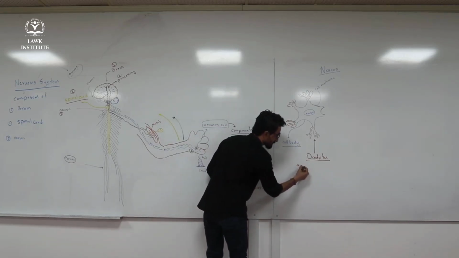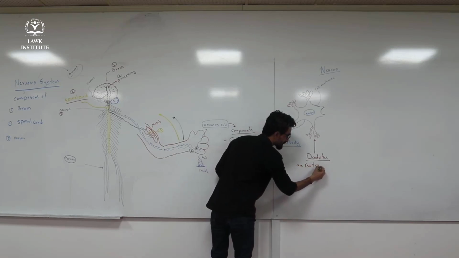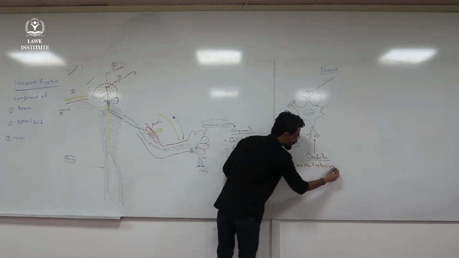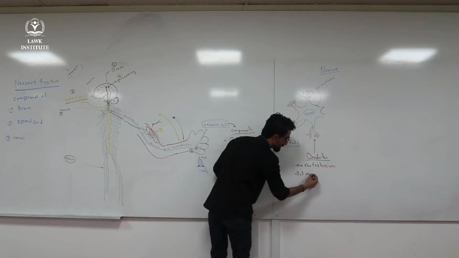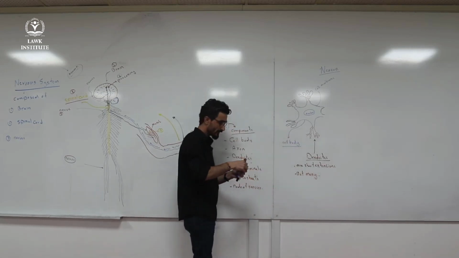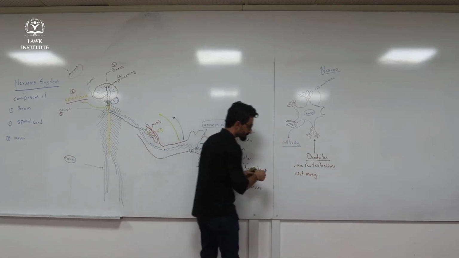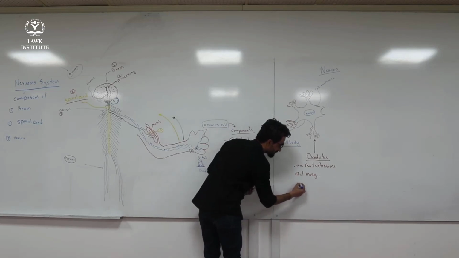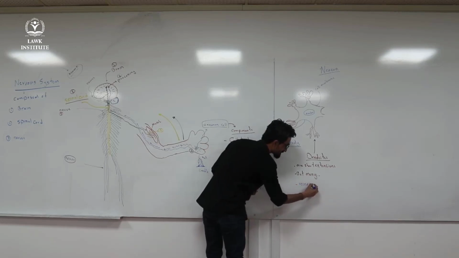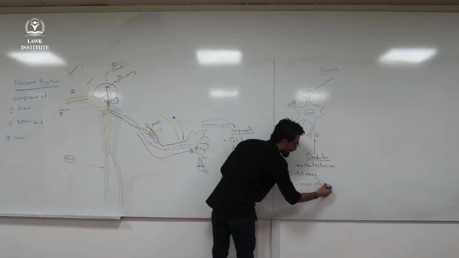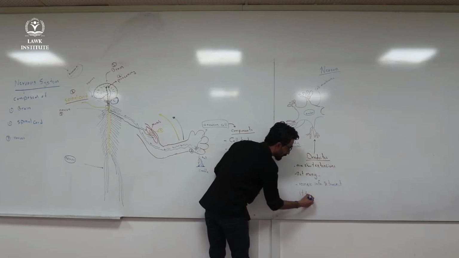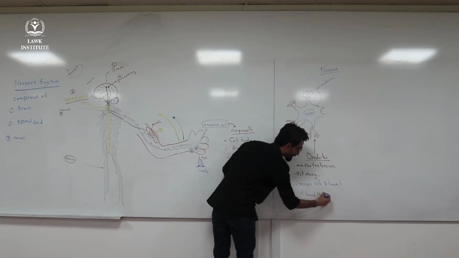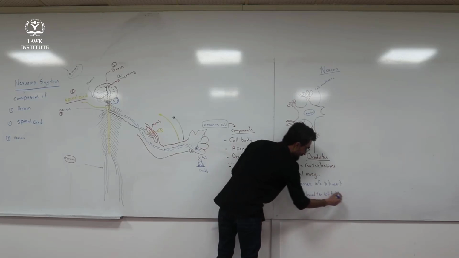Dendrites are short extensions, but many in number. Their role is to receive information and transmit it toward the cell body. Let me explain this one.